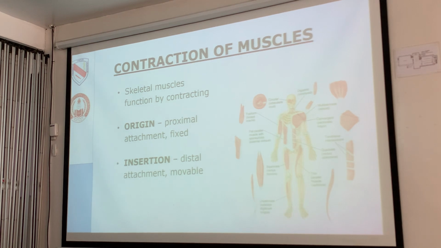So when you study your muscles, please study the origin, the insertion, blood supply, and innervation. Okay? So the origin is where it is proximally attached, usually fixed. And then the insertion is the distal attachment, which is usually the movable part. That's why the insertion is always going towards the origin.